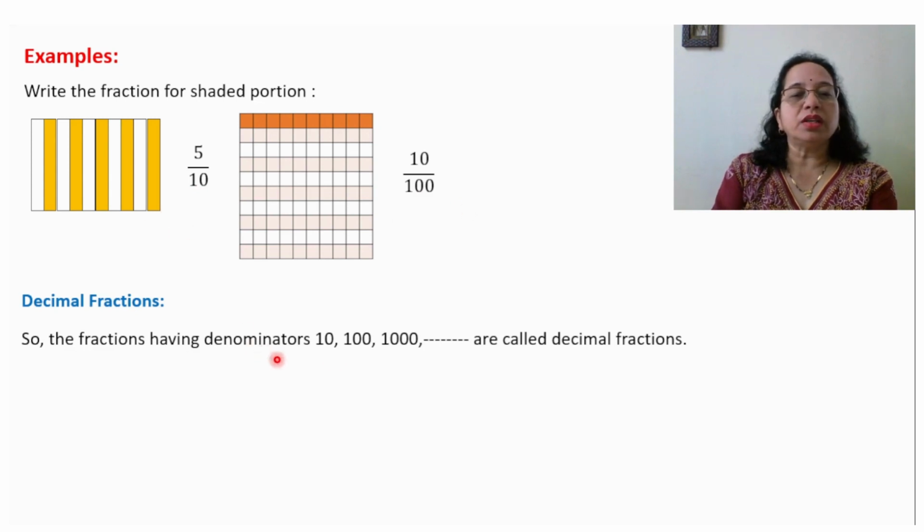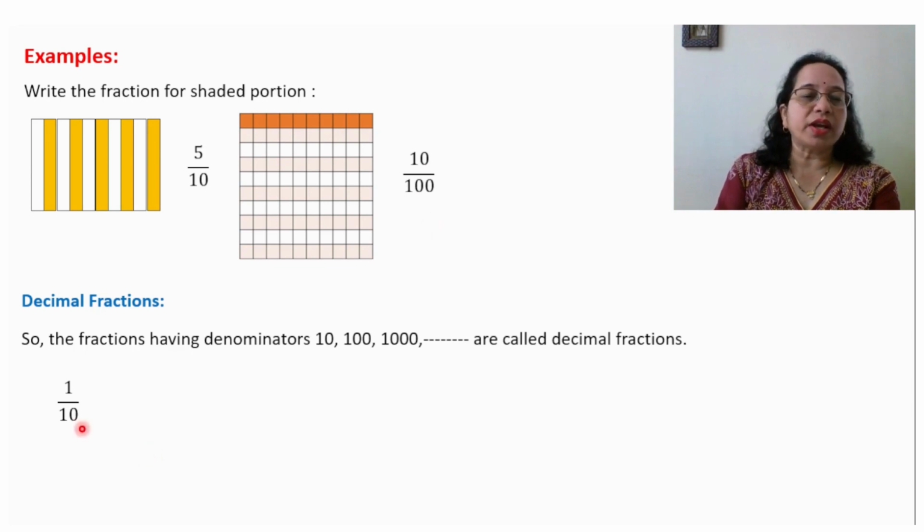When the denominators are 10, 100, 1000 and so on, then this is known as a decimal fraction. This is a fraction also. Since the denominator is 100, we will call it a decimal fraction. So let us just again revise the fraction concept.